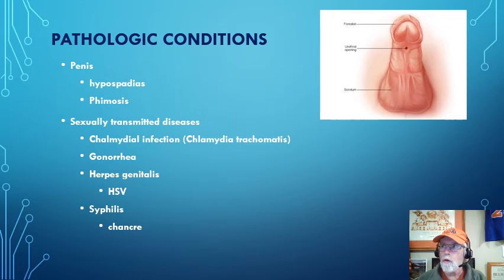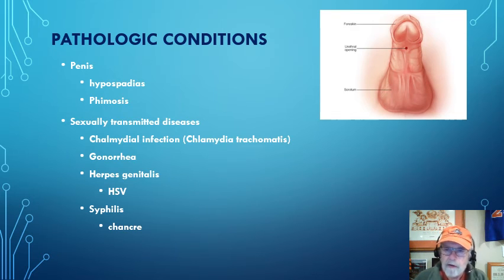You can sort of control it a little bit when it does come on by certain antiviral agents, acyclovir, valacyclovir, and stuff like that. They may decrease the time that it's out, but besides that, you can't kill it. So once you have it, it's there for life. Okay, syphilis. Syphilis is another disease.